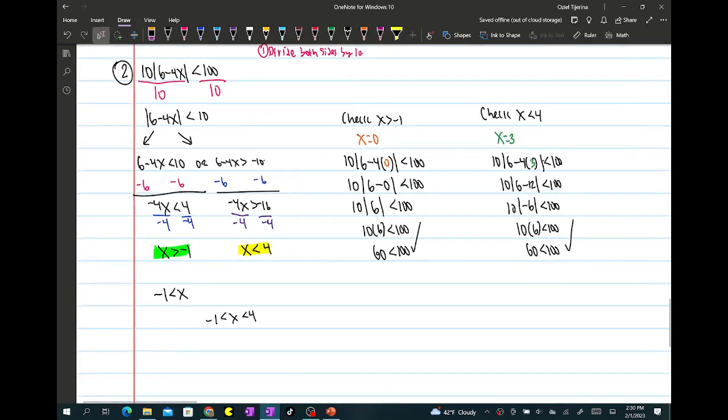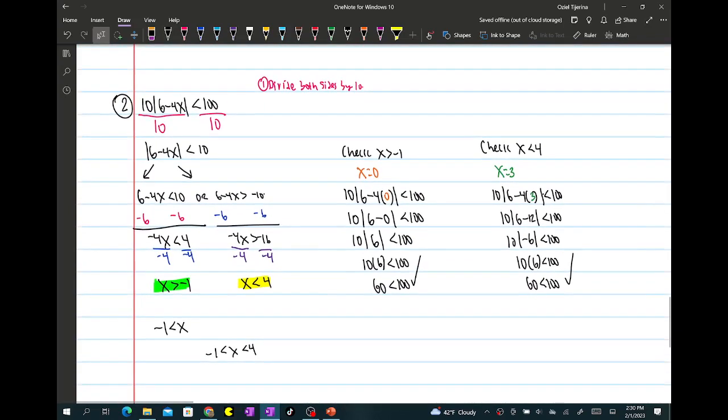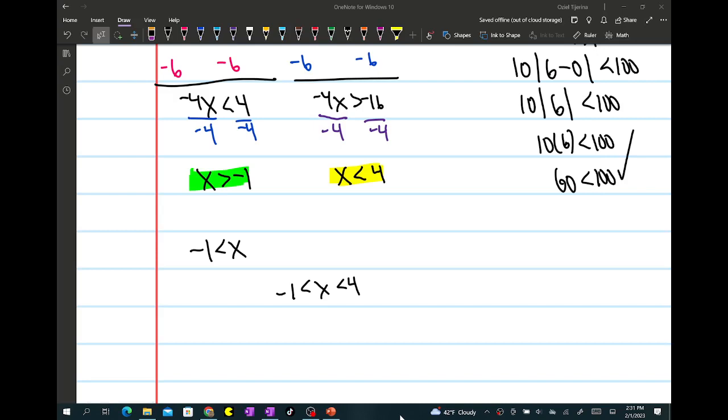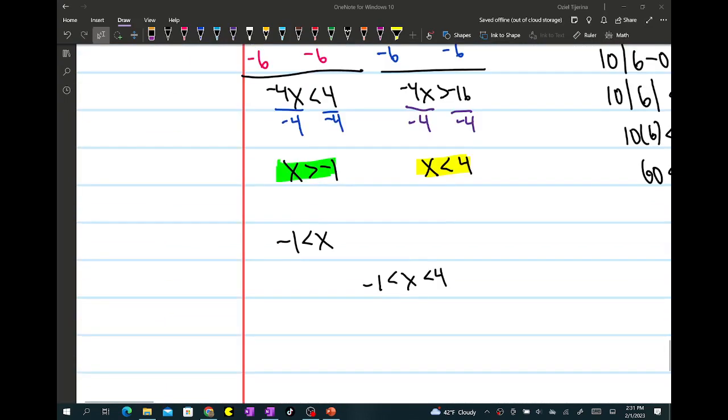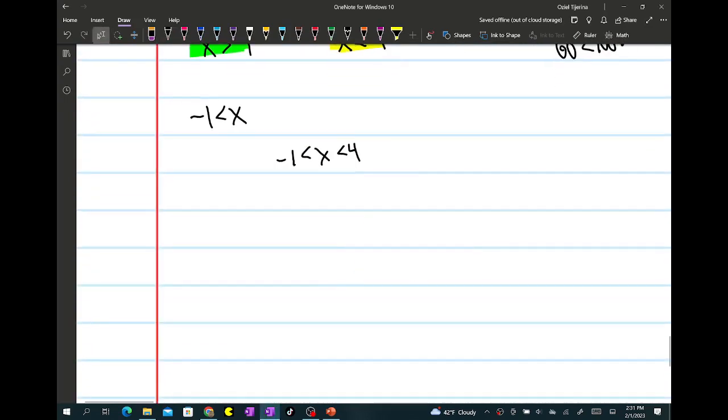So really, it would be x is greater than negative 1 and x is less than 4. Okay, so these two inequalities work, right? So this is how you would write it in terms of the interval. In interval notation, it would be from negative 1 to 4.